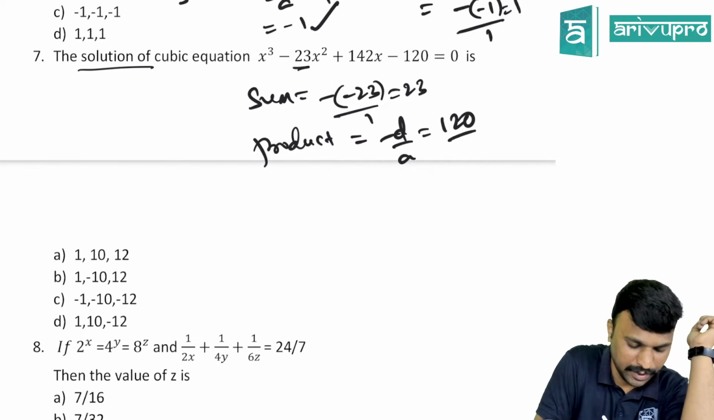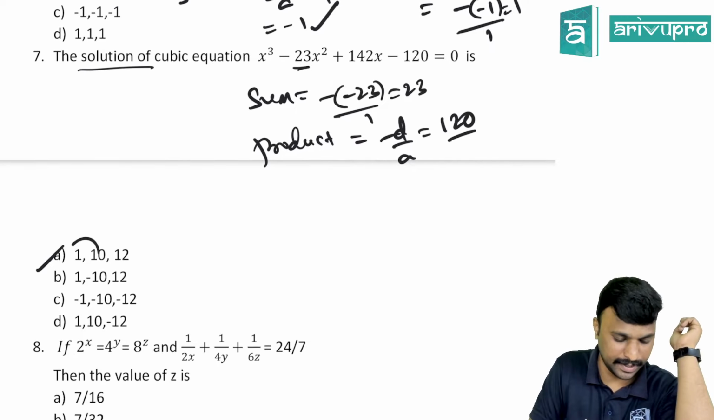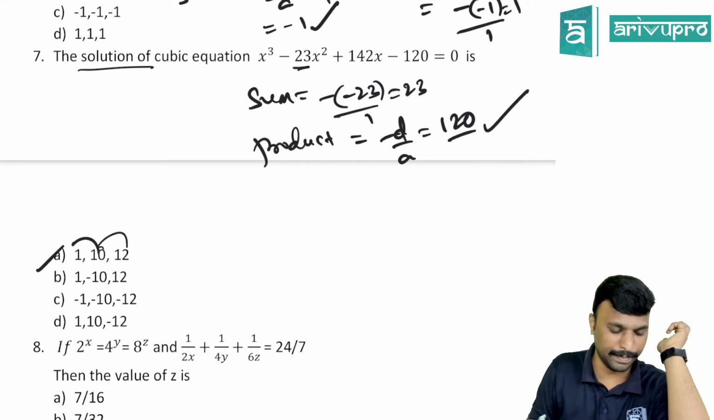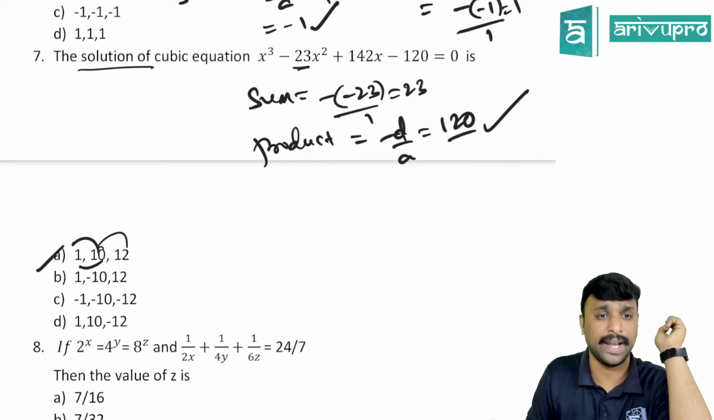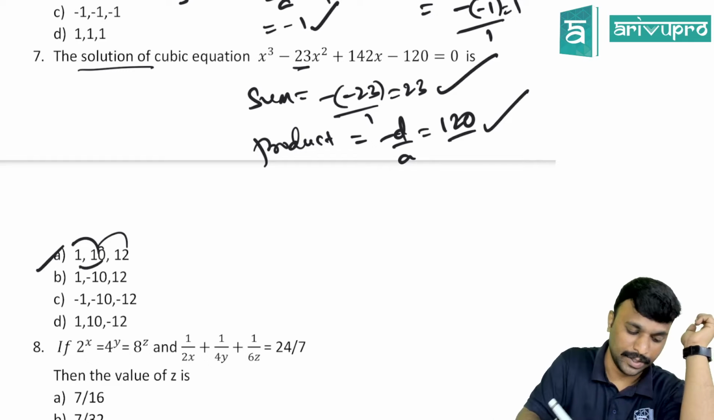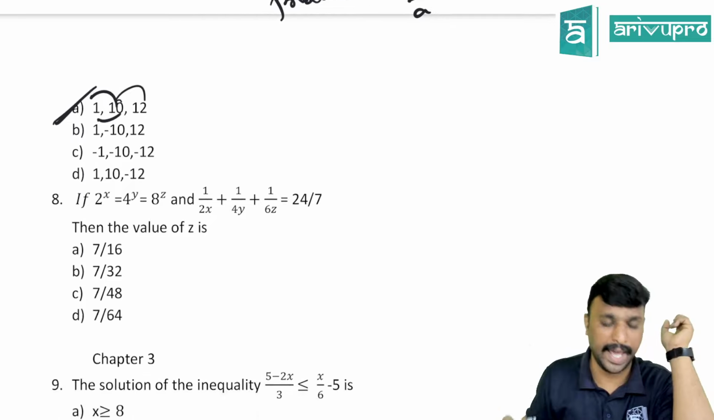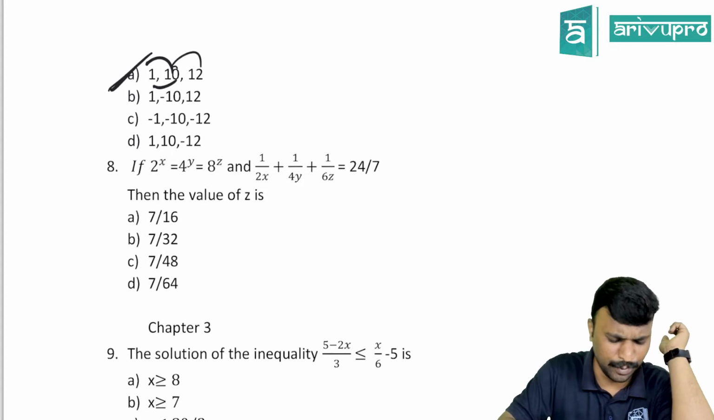So if you hit the first option, 1 into 10 is 10, 10 into 12 is 120. So product of the roots is satisfied, and sum of the roots, 1 plus 10 is 11, 11 plus 12 is 23. So sum and the product are satisfied for the first option itself. Therefore option A is the right answer. Guys, let's move on to the next question.